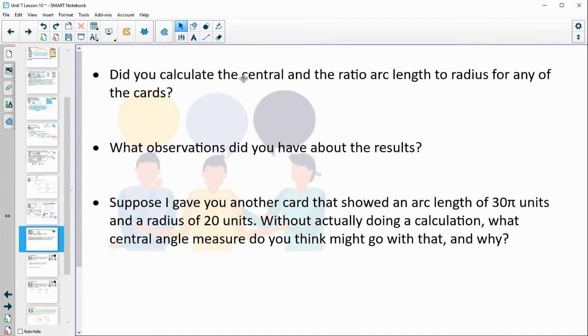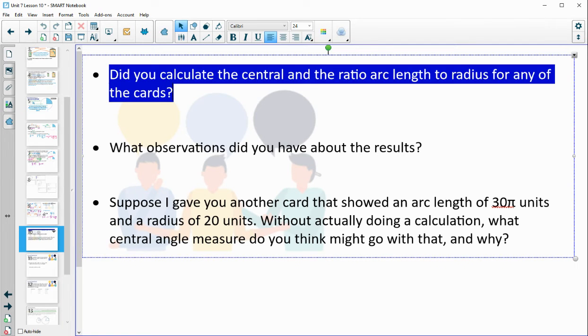So did you actually calculate the central angle and the ratio of the arc length to radius for any of the cards like I did? Maybe you did, maybe you didn't. And I'm just going to put the word angle in here.